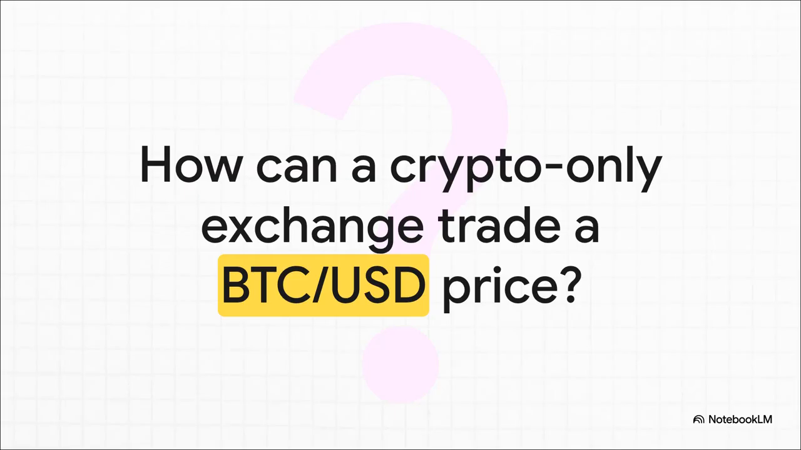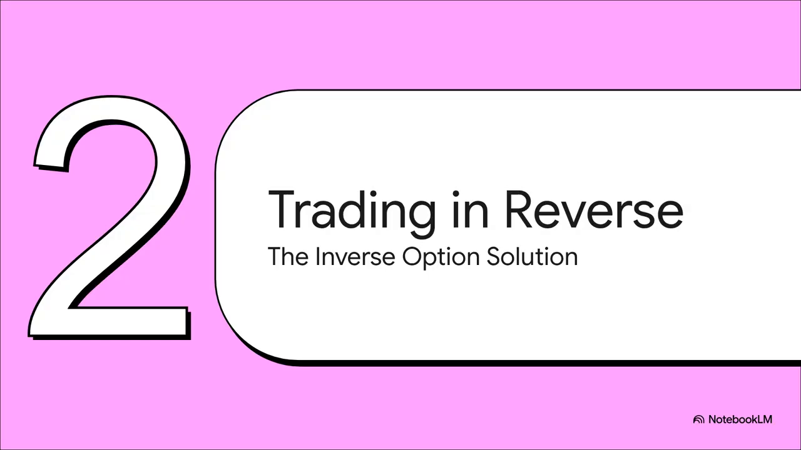Think about it. If your whole platform is built to steer clear of fiat currency, whether that's for regulatory reasons or just for the crypto philosophy of it all, how can you possibly offer a product that's based on the most popular fiat pairing on the planet? Well, the market's answer was pretty ingenious, actually. Instead of forcing something that just wouldn't work, they invented a whole new kind of option, one that takes the usual structure and completely flips it upside down.